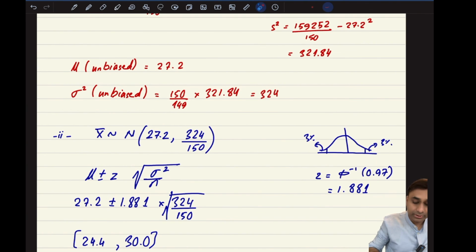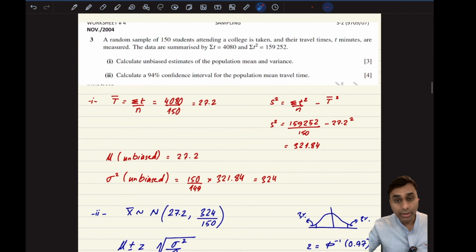So I have this sigma square over n, I take the square root of that, I found the z, and I have the mean value. One different thing about this question is that you did not have the population parameters, but you used the sample mean and sample variance to estimate the population mean and population variance.